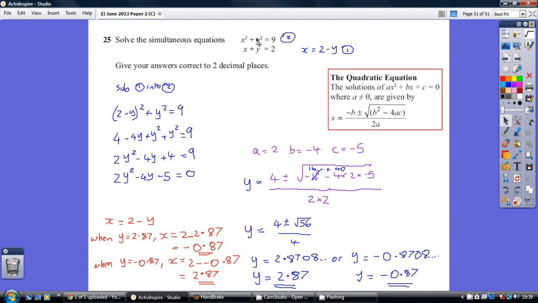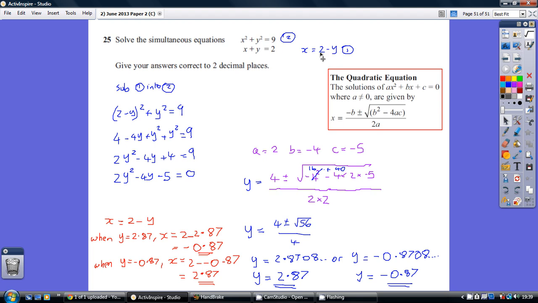So the way to do this is to take the simple one, the linear one, and make x or y the subject. I've chosen to make x the subject, so x is 2 minus y. Now I'm then going to take this, which I'm calling equation 1, and substitute it into the more tricky formula. In fact, it's a circle for what it's worth, but we're going to substitute this into this.